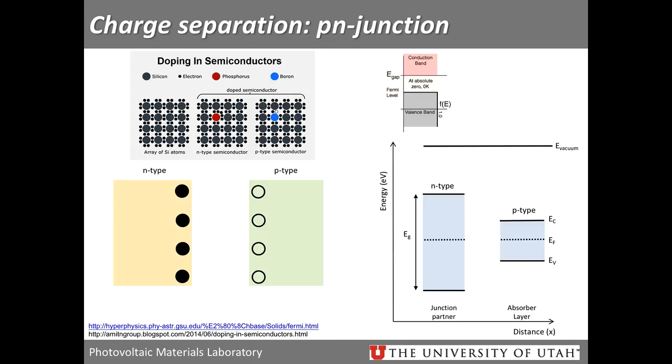So as we dope silicon, both P and N, what will happen is we will put holes into the valence band or electrons into the conduction band, and that will push the Fermi level towards either the conduction or valence band.